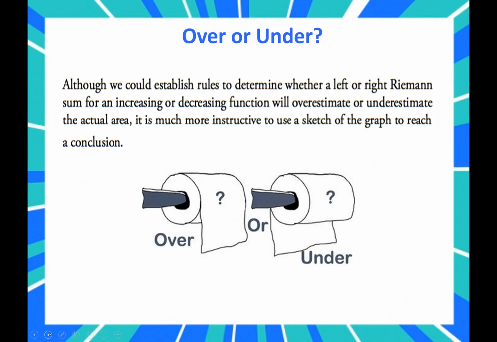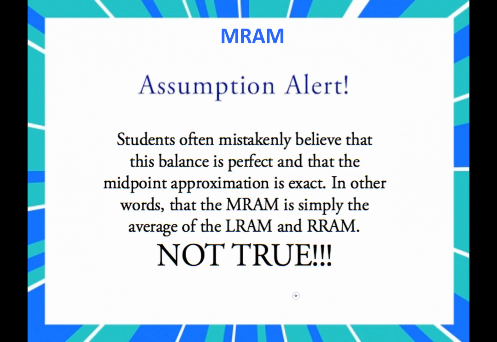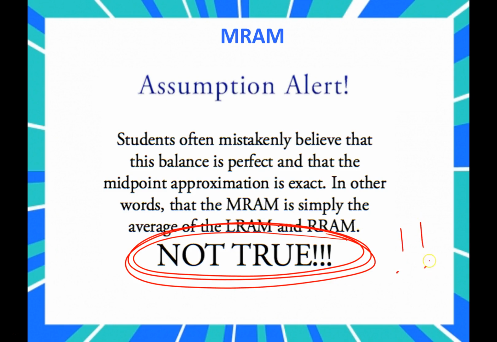Although we could establish rules to determine whether a left or a right Riemann sum for an increasing or decreasing function will overestimate or underestimate the actual area, it actually is much more helpful to use a sketch of a graph to reach a conclusion. Assumption alert. Students often mistakenly believe that the MRAM is perfect and that the MRAM is exact. In other words, some people think that the MRAM is an average or in the middle of the LRAM and the RRAM. This is not true.